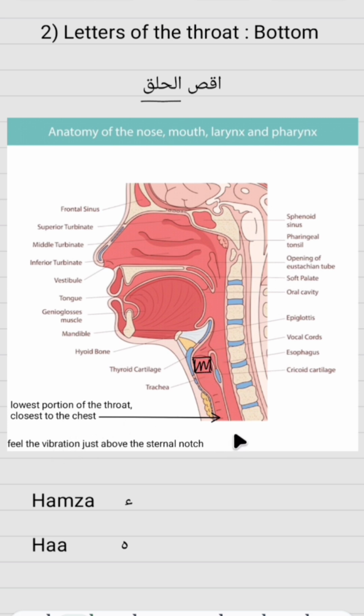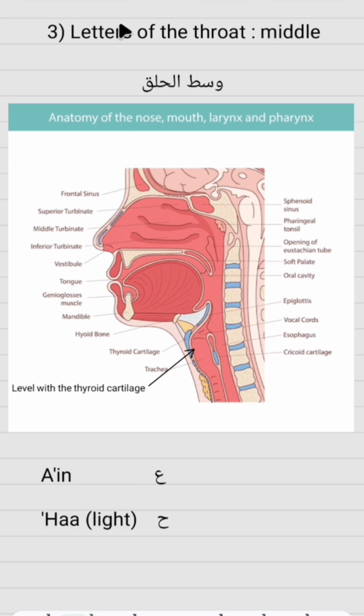So you'll feel the vibration of the ha and the hamza just above the sternal notch. So if you put your finger on your collarbone and you press upwards towards your throat, you'll feel that your finger will go kind of inside into your throat. That is the sternal notch. So if you say ha, you'll feel the vibration in that point. It's somewhere around here, as well as your hamza. So remember, your heavy ha and your hamza both come from the bottom of the throat, which is called in Arabic aqsal halq.